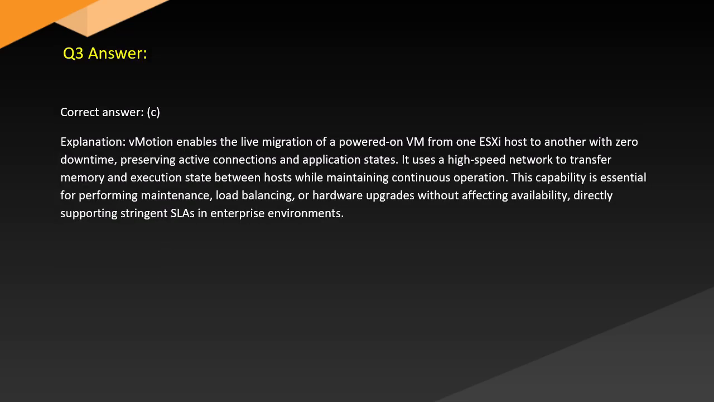Answer. Correct answer: C. Explanation. vMotion enables the live migration of a powered-on VM from one ESXi host to another with zero downtime, preserving active connections and application states. It uses a high-speed network to transfer memory and execution state between hosts while maintaining continuous operation. This capability is essential for performing maintenance, load balancing, or hardware upgrades without affecting availability, supporting stringent SLAs in enterprise environments.